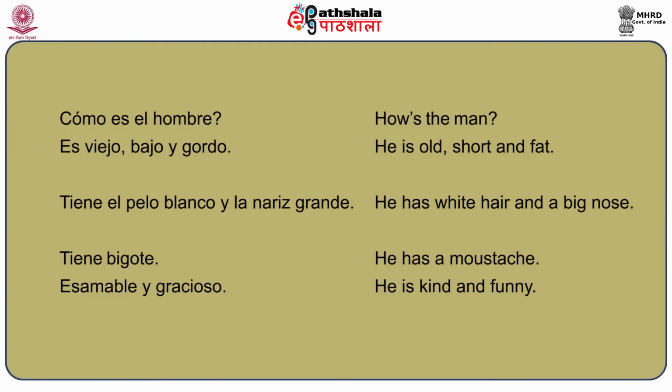Same way, in order to describe someone else, we can ask a question like ¿Cómo es el hombre? How is the man? Then we can say es viejo, bajo y gordo. He is old, short and fat. Tiene el pelo blanco y la nariz grande. He has white hair and a big nose. Tiene bigote. He has a mustache. And es amable y gracioso, meaning he is kind and fun.